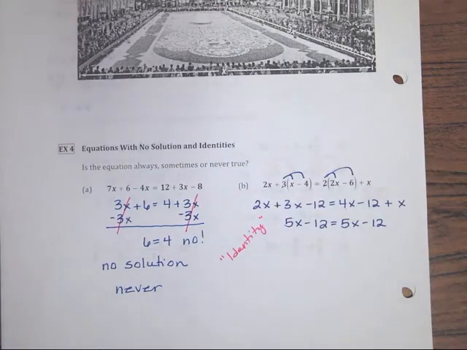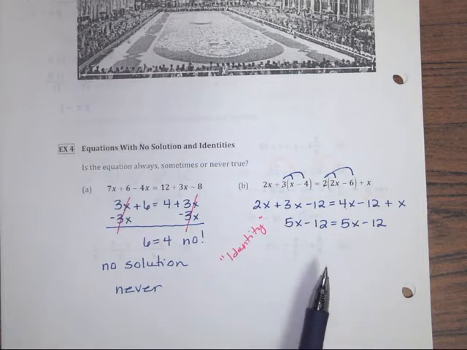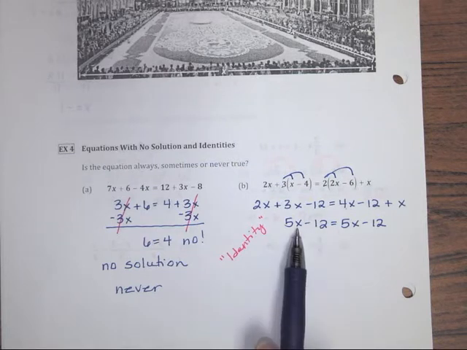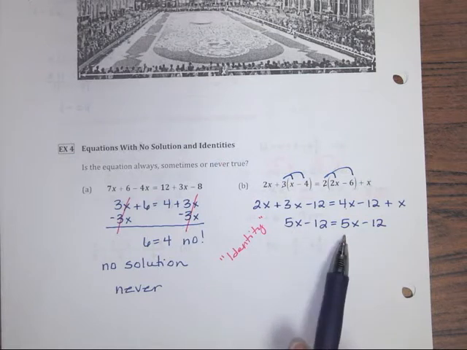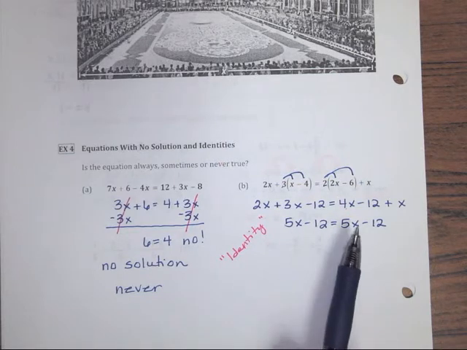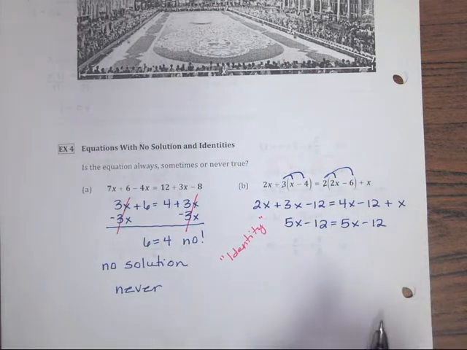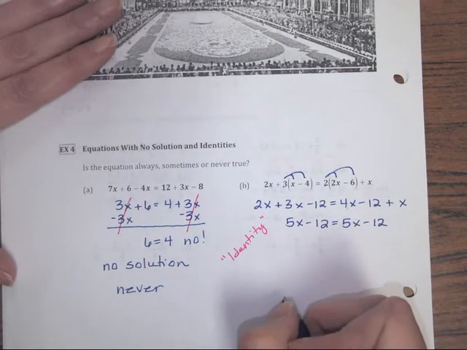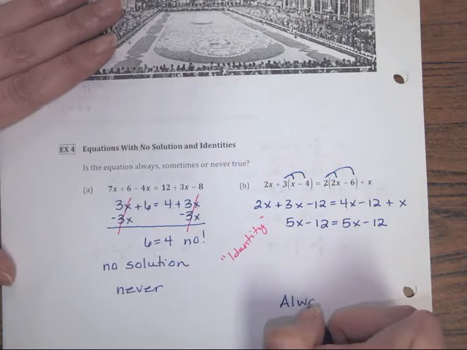Now, would you agree? I can take a look at this equation, and no matter what value I put in for x, this is going to work, right? If I put in a 1 for x, what's on the left side is going to equal what's on the right side, isn't it? Yes. If I put 1,000 in for x, what's on the left side is going to equal what's on the right side, right? Exactly. All right, so this is what we call always true.